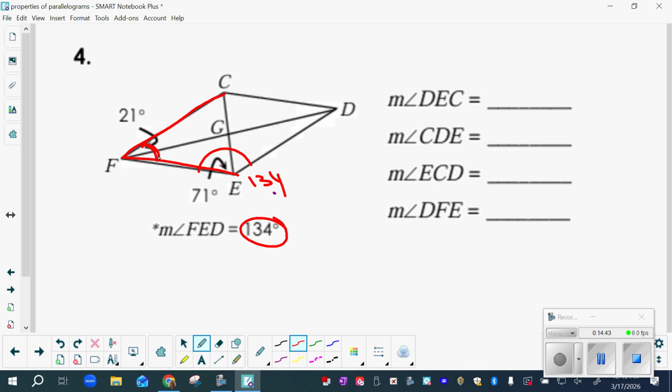But let me ask you this. These two add up to 180. So do me a favor, take this from 180. 46. Yes, 46. Now check this out. I have already used up 21 right there. How much is this little piece? 25. That is hard.